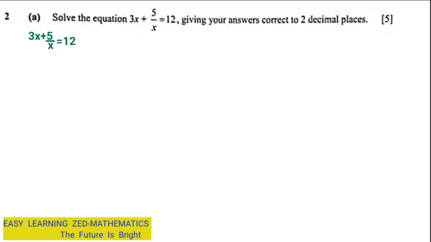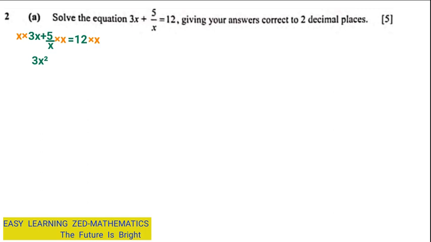So I'm going to multiply x by 3x, and plus, then I'm going to multiply 5 over x by x, and then I'm also going to multiply 12 by x. Okay, excuse me. So now let's start doing the actual multiplication. So x multiplied by 3x is going to give me 3x squared.